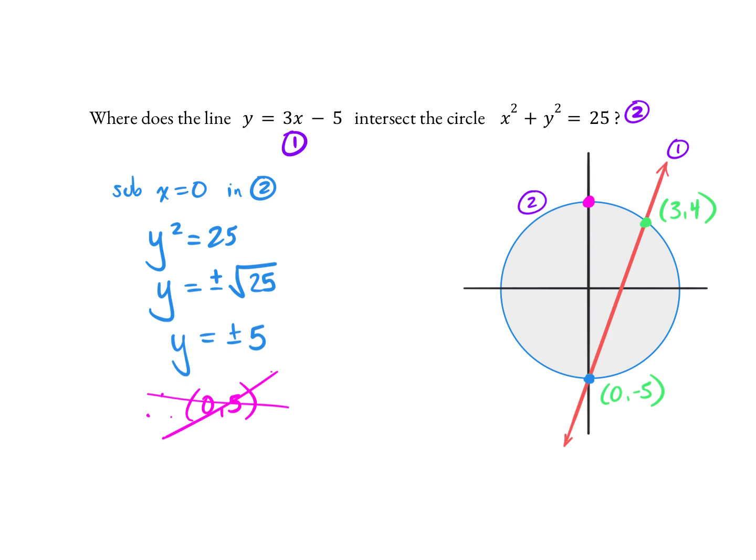Okay, I'm hoping that helps you through that problem. Pure algebraic solution with a little bit of graphing afterwards. Okay, best of luck with your practice.